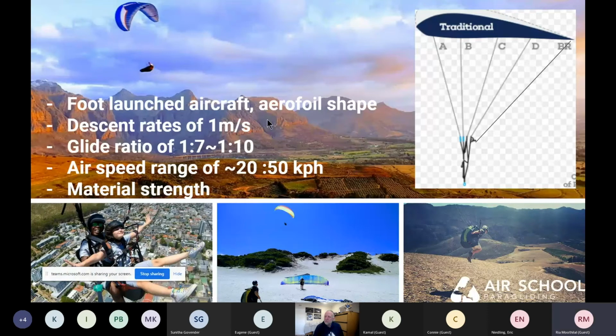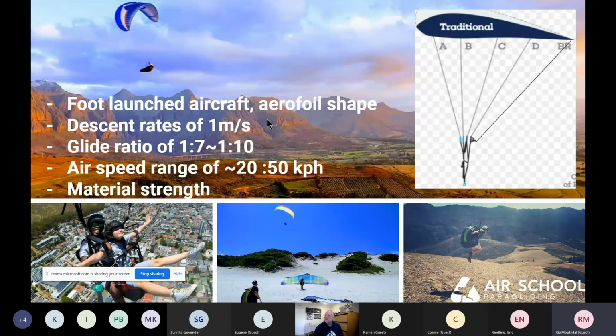At the same time, in completely still air, you have a glide ratio of around 1 to 7 to 1 in 10. And what that means is, for every meter you descend, you will be moving forward horizontally 7 to 10 meters. So take off at Table Mountain at 1,000 meters, and you will glide 7 to 10 kilometers, so out to Milnerton, somewhere that side.